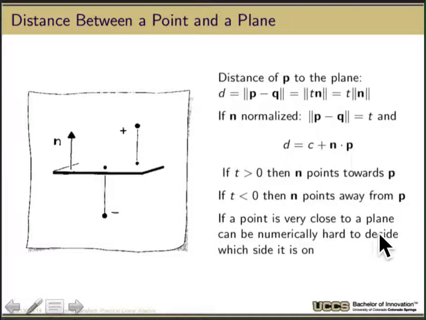If the point is very close to the plane, again, anytime we have a test for greater than 0, as we get really close to 0, we're going to have some problems. So it may be hard to decide what side of the plane it's on.